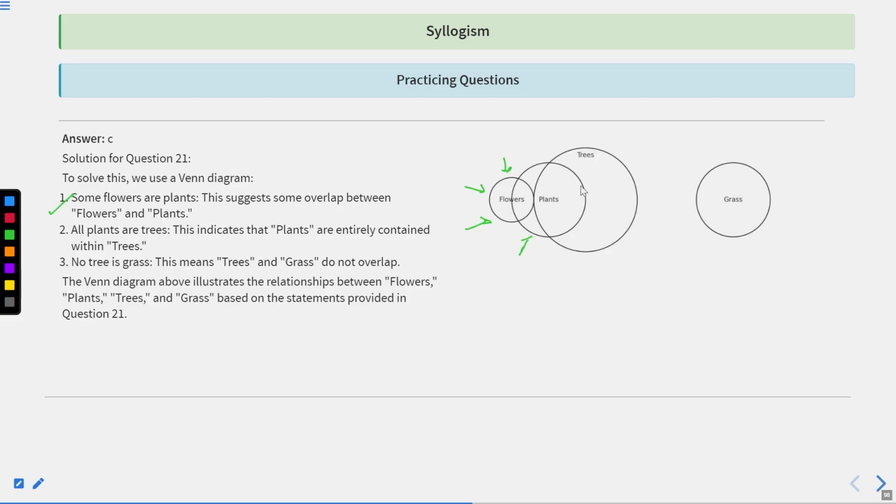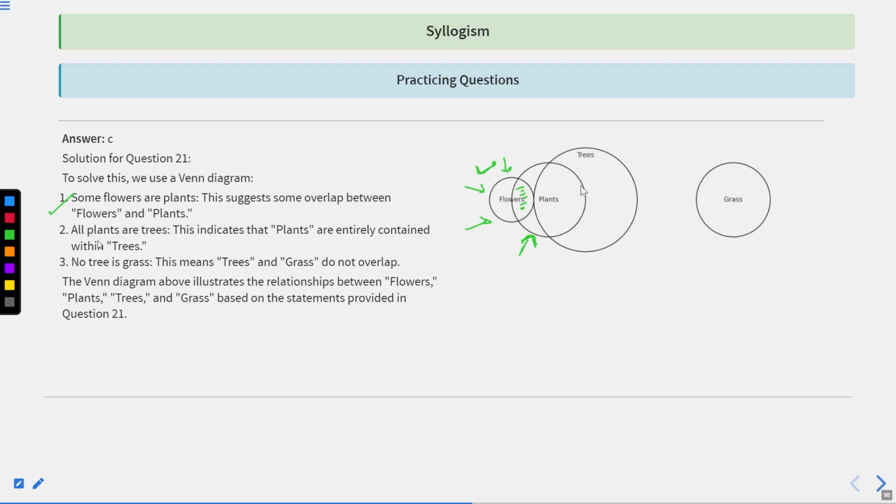And this is the circle which is representing plants, flowers and plants. Some of the flowers are plants. So this particular diagram, which is representing the relation between flowers and plants, according to statement number 1 and the Venn diagram, seems to be correct.